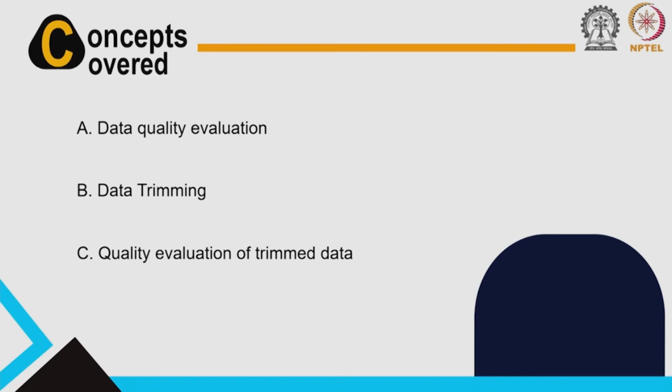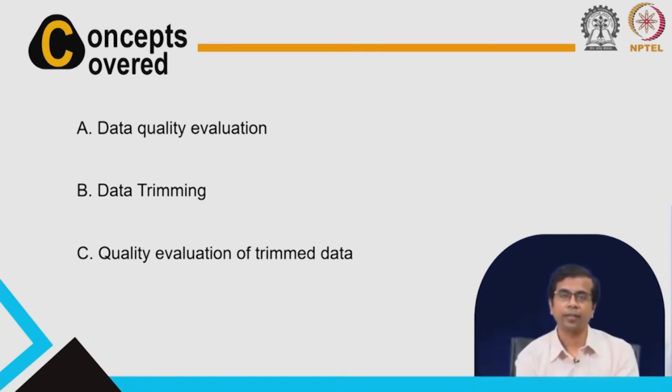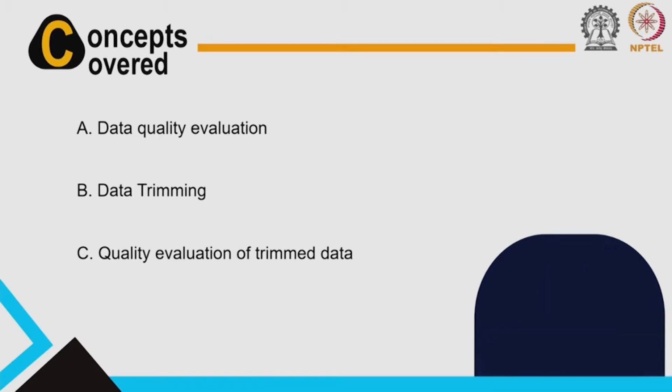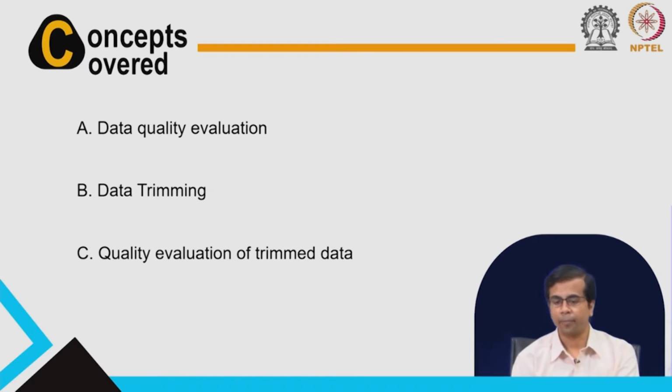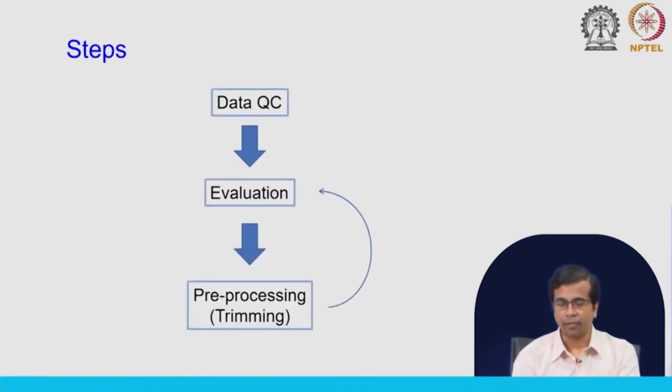One is data quality evaluation on the results that we have already generated. Then we will do data trimming if it is required. And finally, after we have done trimming, we need to redo the quality control to ensure that the trimming is working fine, that we have actually removed the problem that we had in the beginning. So, this is something that we will discuss. These are the steps that we will be following.